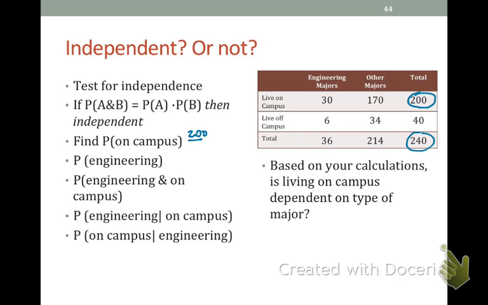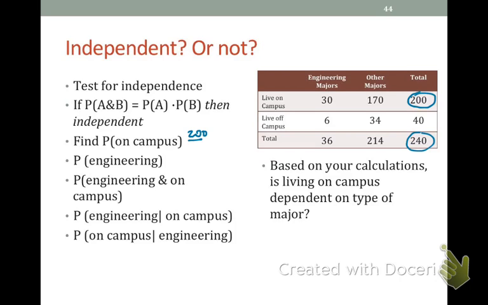And so we're going to test. The first thing we need to do is figure out what the probability of A is, what the probability of B is, and then what the probability of A and B together is. And if it's equal, then they are independent.